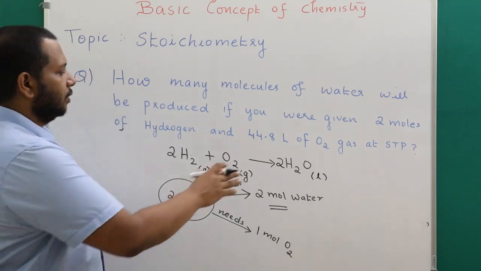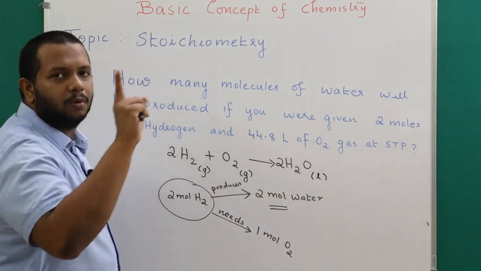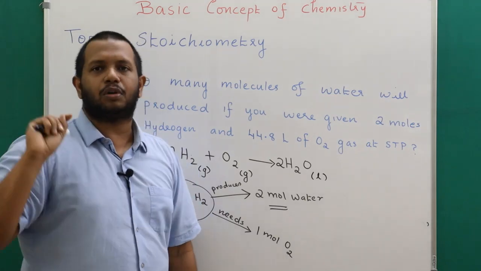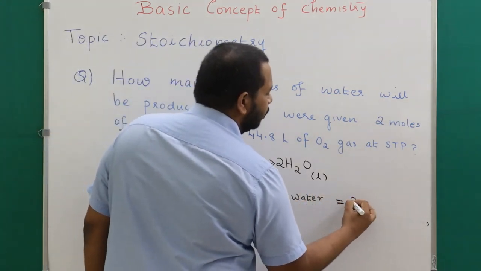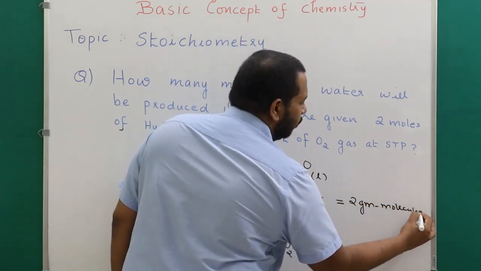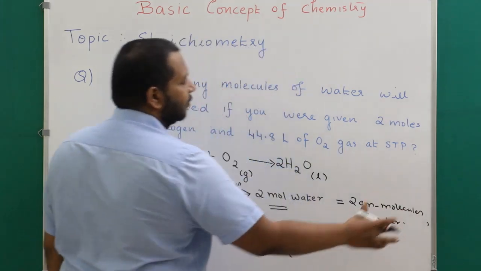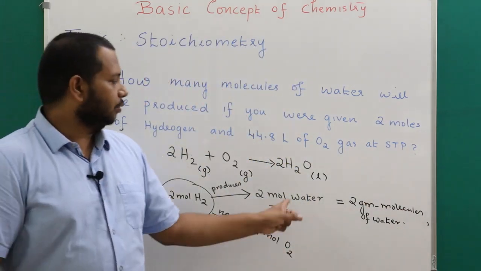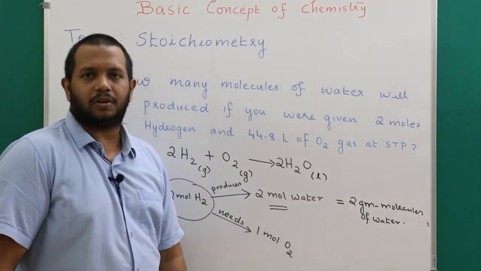So tell me in terms of gram molecules. I know that 1 mole of water is equivalent to 1 gram molecule of water. So what will be my answer here? 2 mole of water will be equal to 2 gram molecules of water. So if they are asking in gram molecules, my answer will be 2 gram molecules of water.